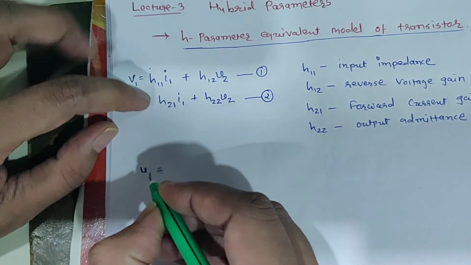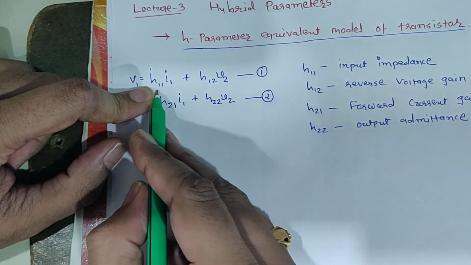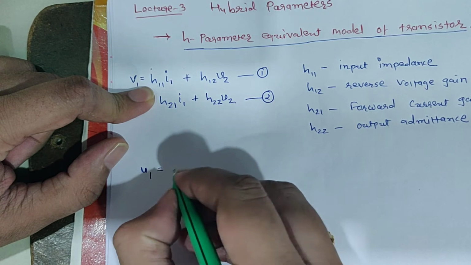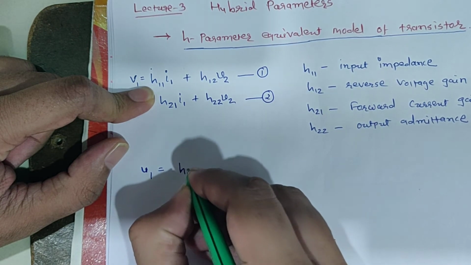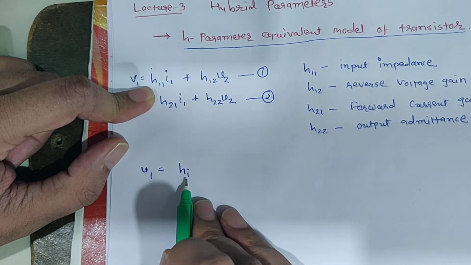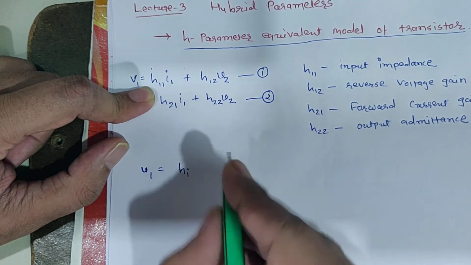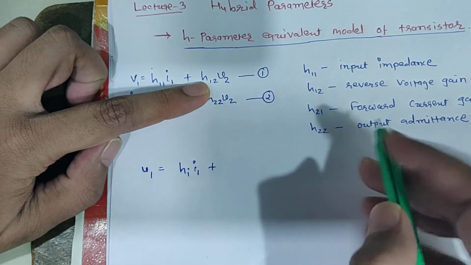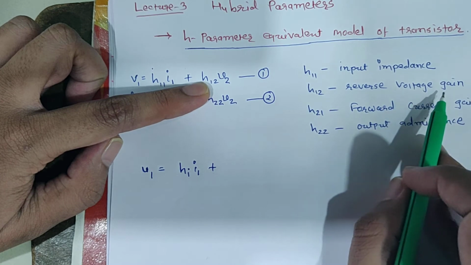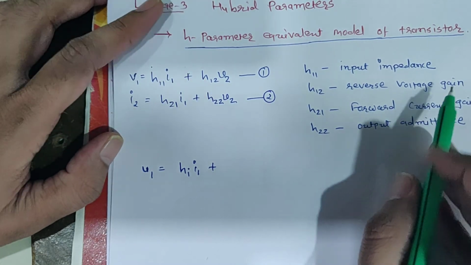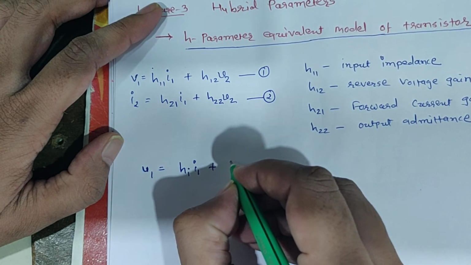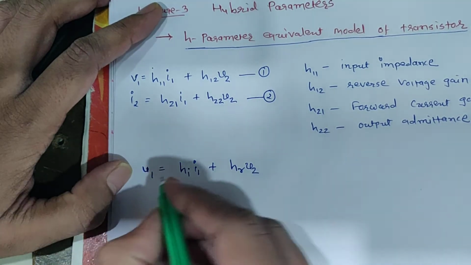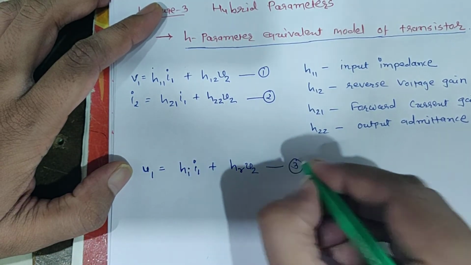V1 is equal to H11. We are giving a new name to H11, which is the input impedance, so instead of H11 we will write HI, where I indicates input impedance, into I1, plus H12. H12 was the reverse voltage gain, so instead of H12 we will write HR, times V2. This will be our equation number 3.